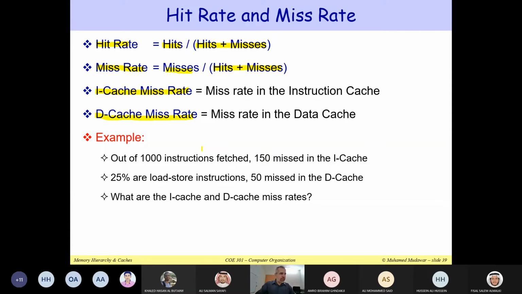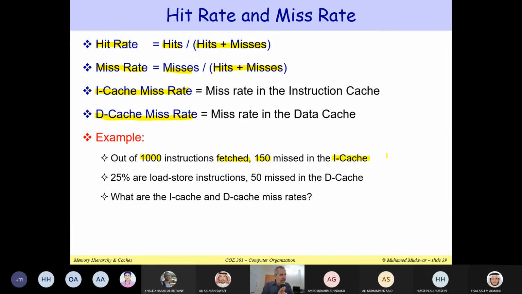Here is an example. I will just conclude with this example. I'll just take 1 minute. It says that out of 1,000 instructions which are fetched, from where do we fetch the instructions? From the instruction cache, yes. When the CPU wants to fetch, it's going to fetch from the instruction cache. If the block is not found in the instruction cache, the instruction cache will take care of transferring it from the main memory to the instruction cache. So it says that 150 missed in the I cache.